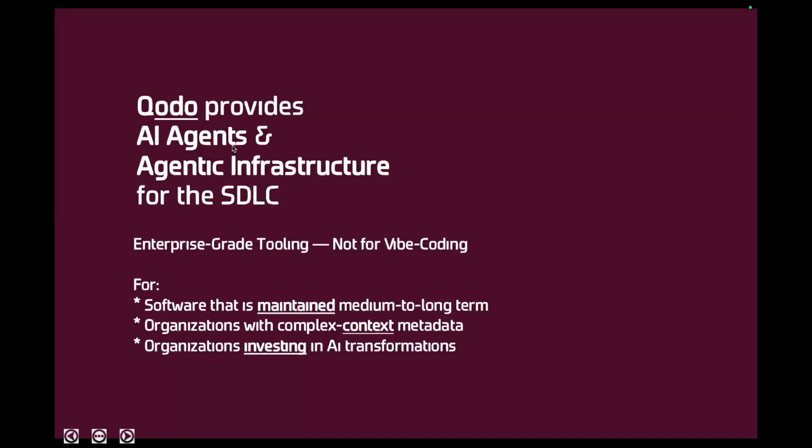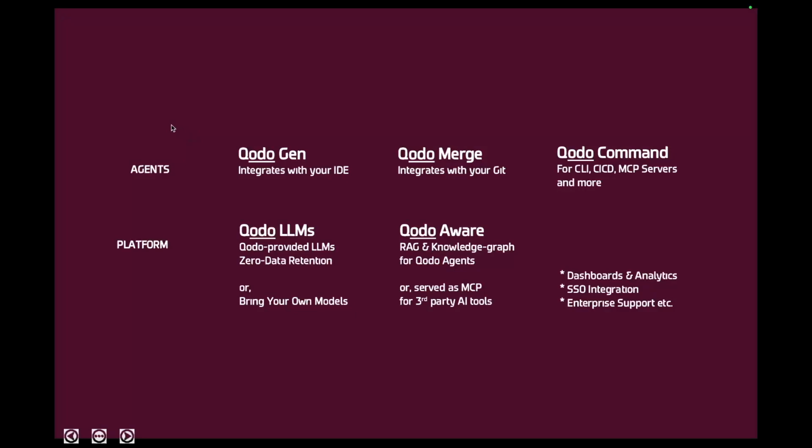Qodo provides AI agents and agentic infrastructure for the software development lifecycle. It's not for vibe coding, it's for enterprise grade software that is maintained over long term and has complex context involved. Qodo's landscape of offerings can be grouped by agents and platforms.